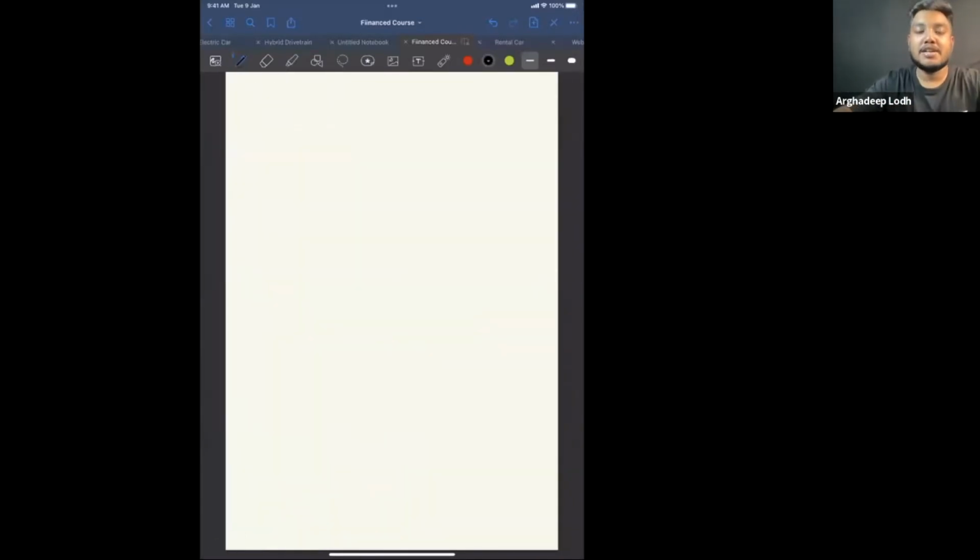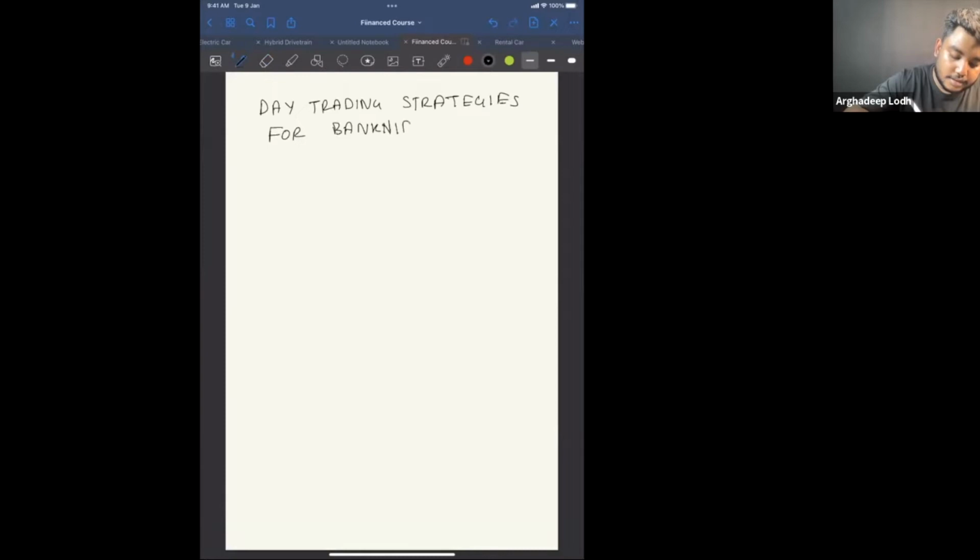How many of you have heard of Bank Nifty and Nifty? Yes, you have heard, right? Almost everyone has heard of Nifty and Bank Nifty. So now we learn two strategies. Day trading strategies for Bank Nifty and Nifty.